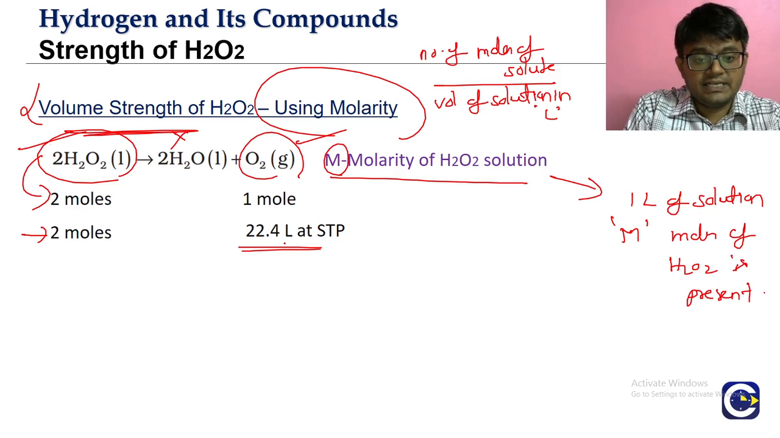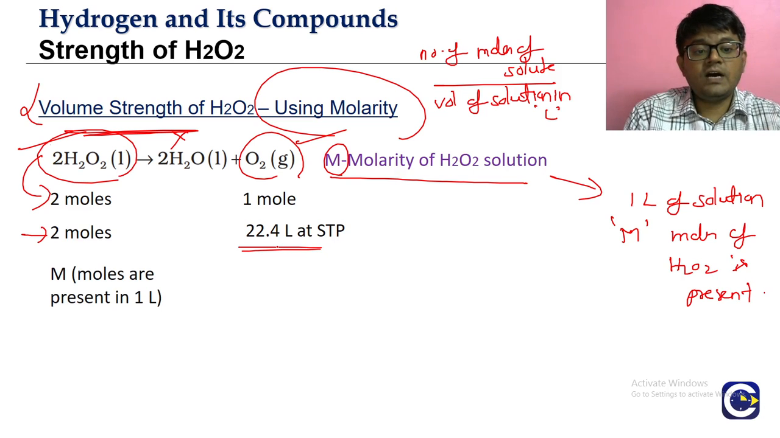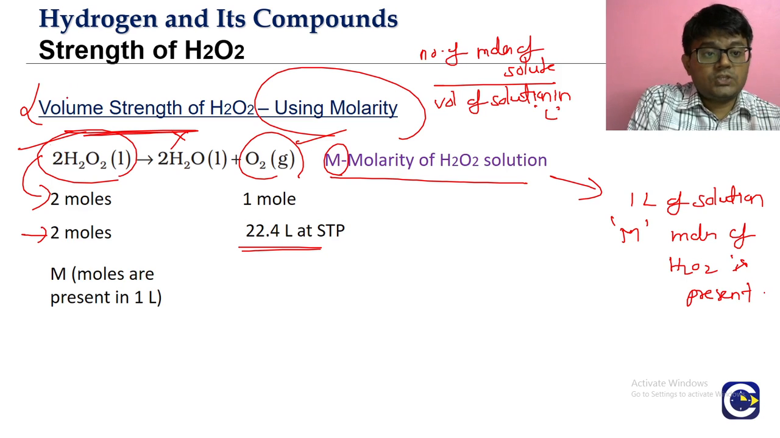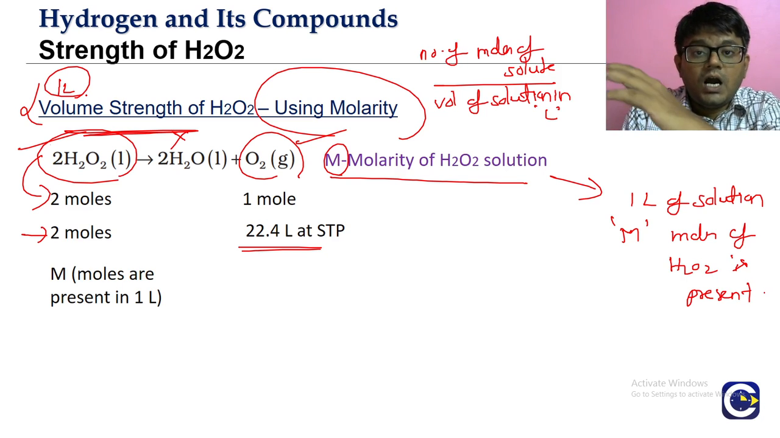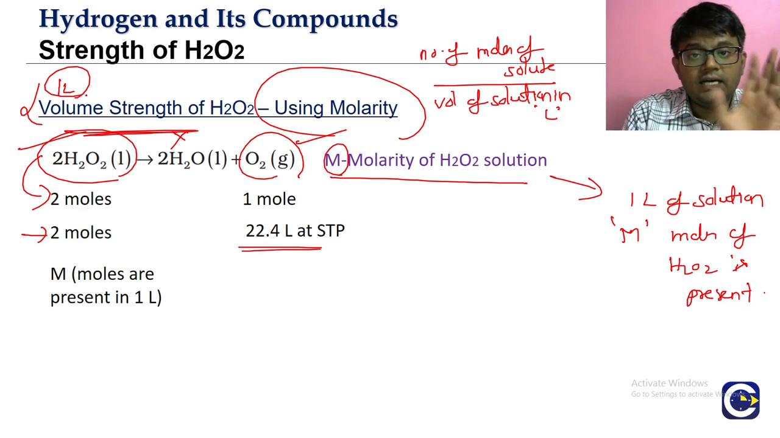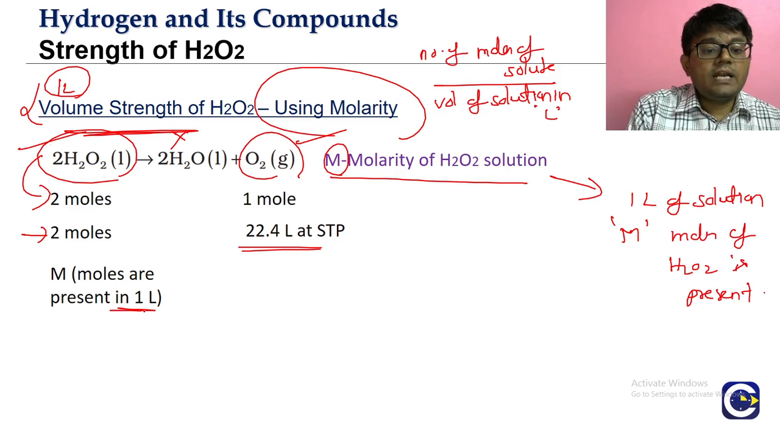I am not doing the derivation here. We will do it already in the basic concepts of chemistry. 1 mole of any gas at STP conditions occupies 22.4 liters. Now here we have to take 1 liter of H2O2, because remember the volume strength concept: you take 1 liter of H2O2, and when the H2O2 is decomposed, how much volume of oxygen at STP are you getting? That is the way we will define the volume strength, correct? So we are taking 1 liter of the solution.